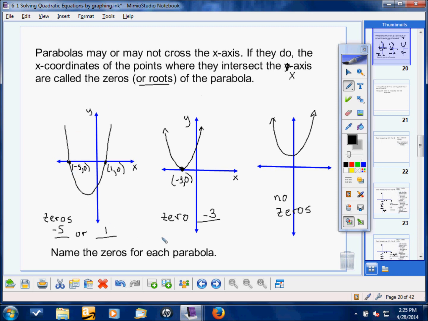Does everybody have that down? No? Okay, let's make sure you get them down. This is the ordered pair (-5, 0). This is (1, 0). So the zeros are -5 or 1. This only touches the x-axis once, at (-3, 0), so the zero is -3. This doesn't touch it at all. There are no zeros. It doesn't cross the x-axis.